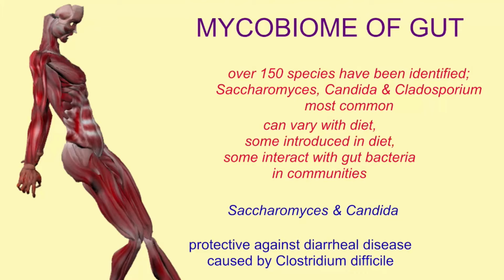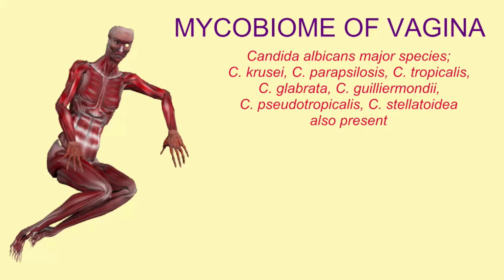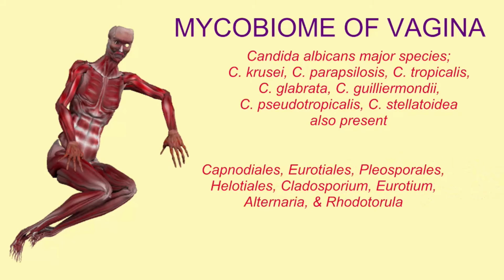diff. While yeasts are a common cause of inflammation of the vagina, it has a normal mycobiome, which includes the yeast Candida albicans as the major species, a number of other species of Candida which can be present, and then a number of other genera of fungi which can also be present in healthy women.